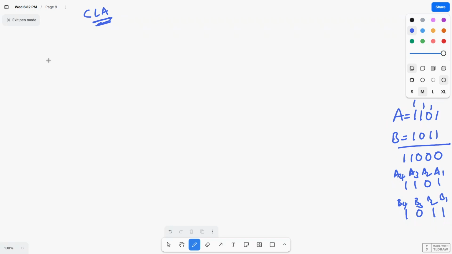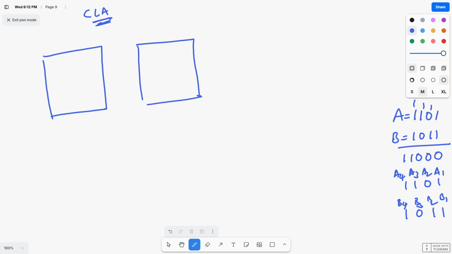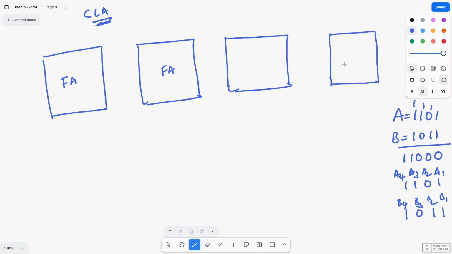Four, sir. Same as the ripple carry adder. You are doing parallel addition, 4-bit addition, no? So 4 full adders will be there. Let us take this as a full adder, this is also a full adder, and two more full adders. So this is full adder 1, full adder 2, full adder 3 and full adder 4.